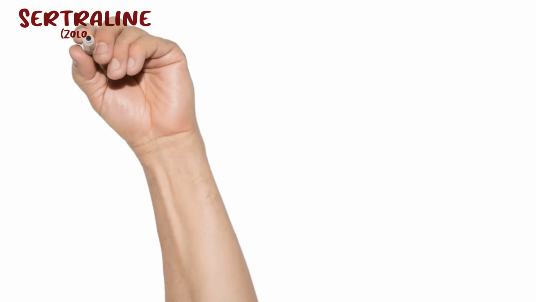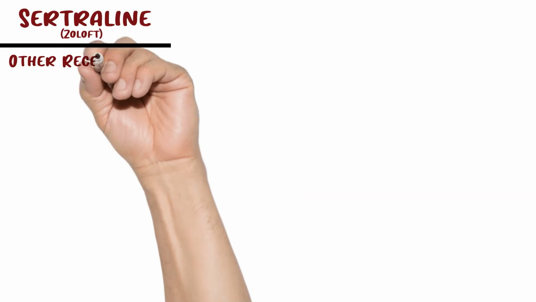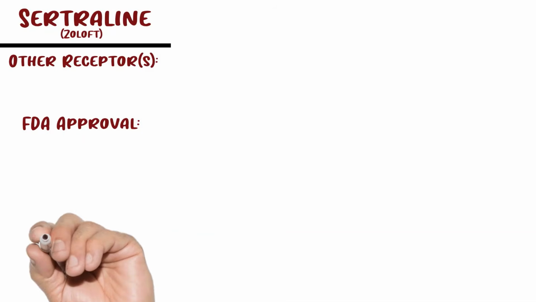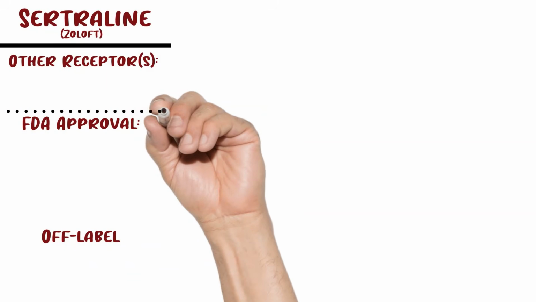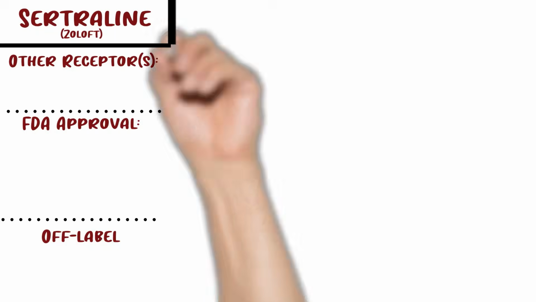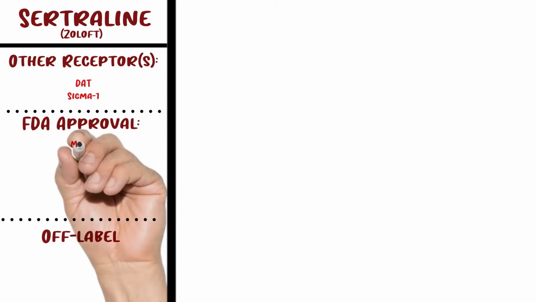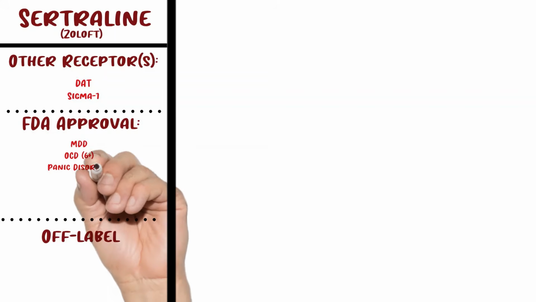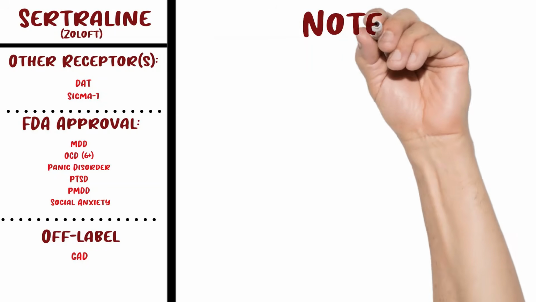So the first drug I want to go over is Sertraline, which is the brand name Zoloft. For each of these drugs, I'm going to go into the other receptors that they hit, the FDA approval, and the off-label use. The thing I really want to focus on is how you could use the other receptors that the drugs hit to remember the differences that exist between these drugs. The other receptors that Zoloft hits are DAT and sigma-1. It's FDA approved for depression, OCD in kids over 6, panic disorder, PTSD, PMDD, social anxiety, and it's used off-label for generalized anxiety disorder and other anxiety disorders.